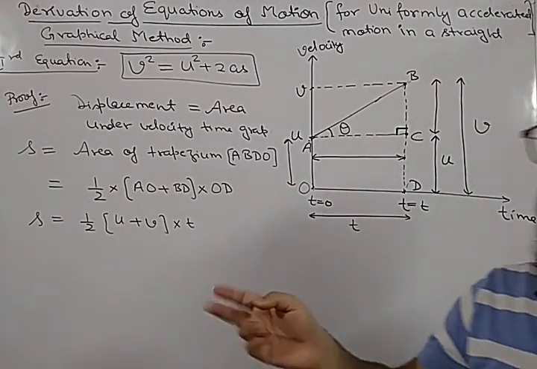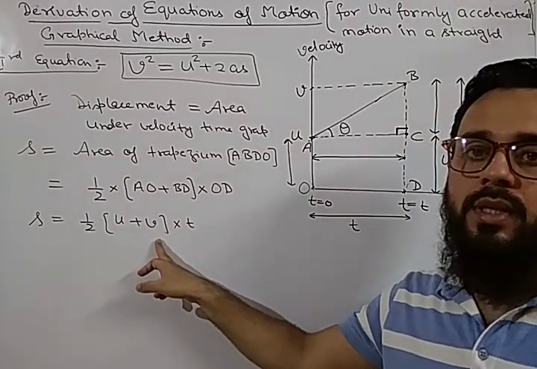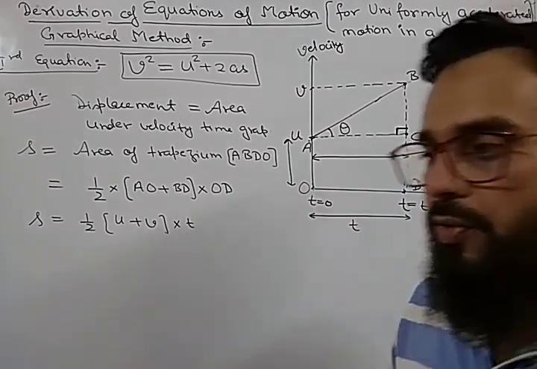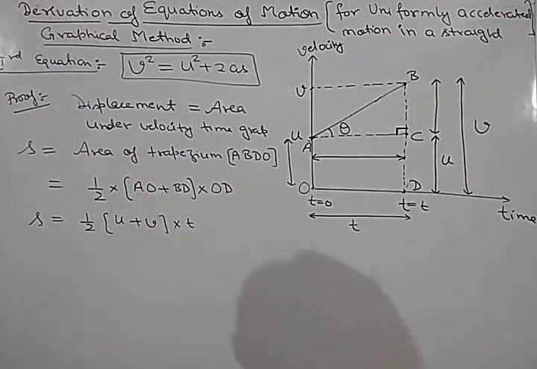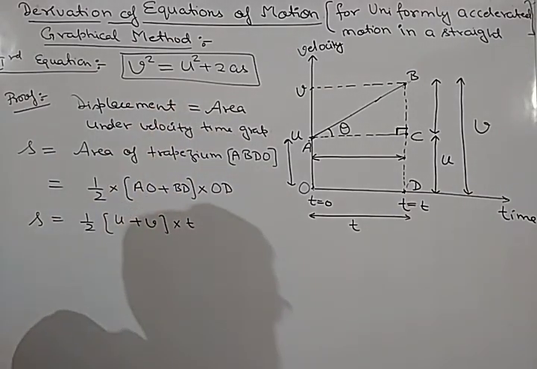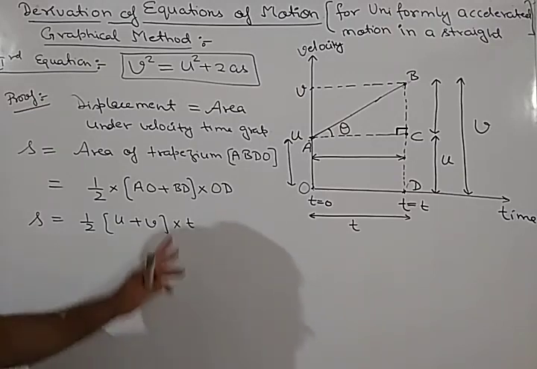In the second equation, we have eliminated v. But in the third equation, we will eliminate t. So how will you eliminate t? We have to obtain only a, v and u. s is already there, so we have to eliminate t.